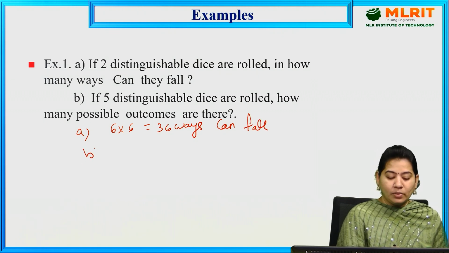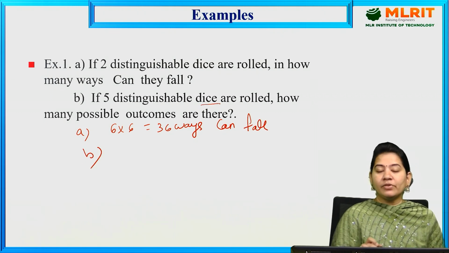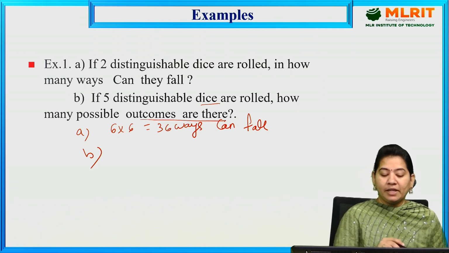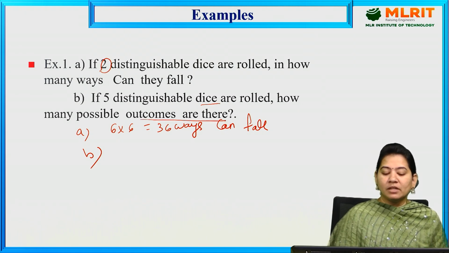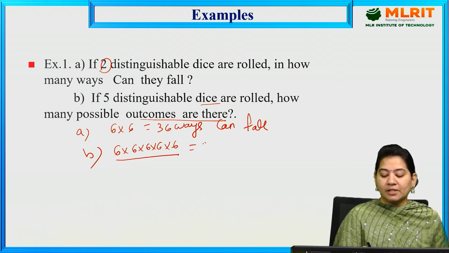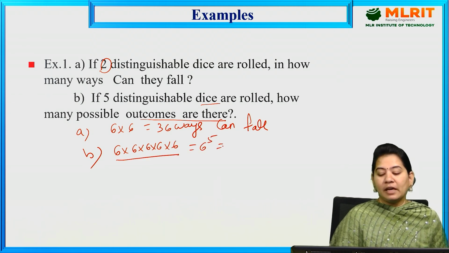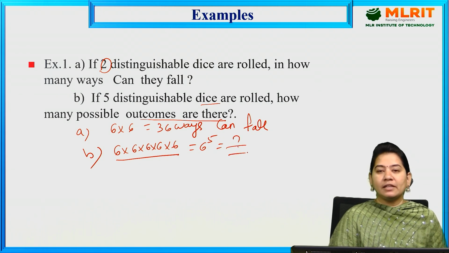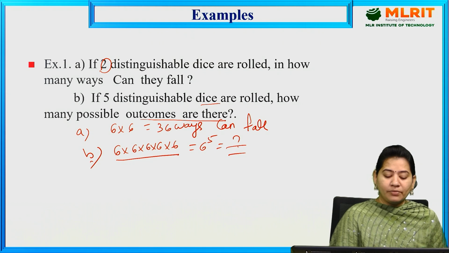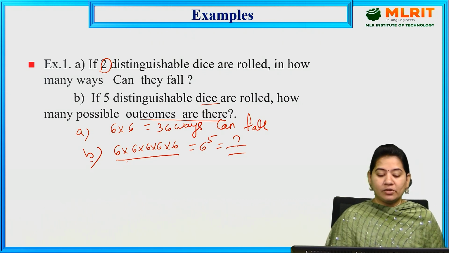And the second one is: if 5 distinguishable dice are rolled, how many possible outcomes are there? In the previous question, with 2 dice, that's why it was 6 into 6. Now with 5 dice, we have 6, 6, like that, 6 for each of the 5 dice. So 6 power 5 will be the answer, whatever you are going to get. Okay, so this is 5 distinguishable dice and 2 distinguishable dice.